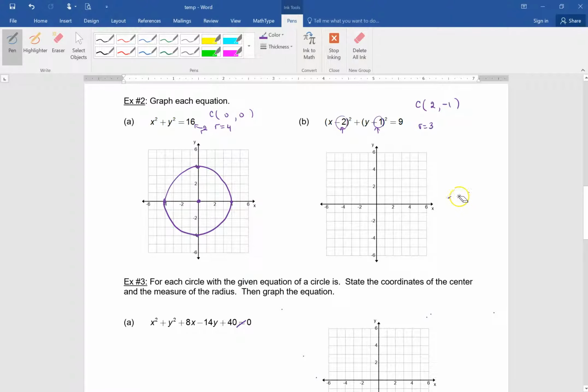The center is at 2 and negative 1. So there. I have a radius of 3. So from the center, count 3 in all directions. 1, 2, 3. 1, 2, 3. 1, 2, 3. 1, 2, 3. And that's it.